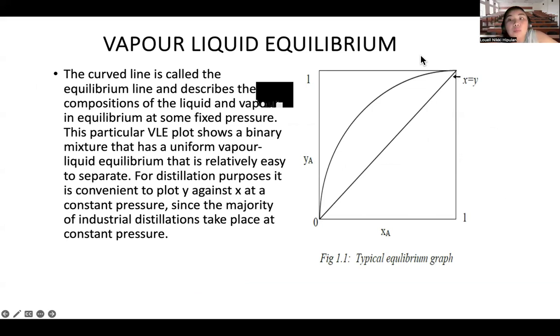So yung equilibrium line or the equilibrium curve indicates the components of your liquid and vapor that are in equilibrium at a fixed pressure.